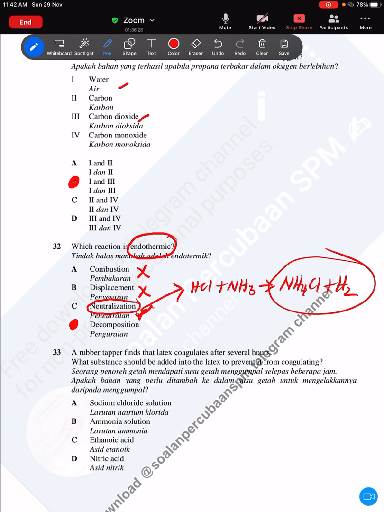It's okay, acceptable. A rubber tapper find the latex coagulate after several hours because of the bacteria. Bacteria, it produces the acid to neutralize the protein membrane. What substance should be added into the latex to prevent the coagulation? Because bacteria produce acid. To fight the acid, you need to add what? Alkaline. Very good. You need to add the alkaline. Therefore, which one will be the alkaline? Very good. B, boy.